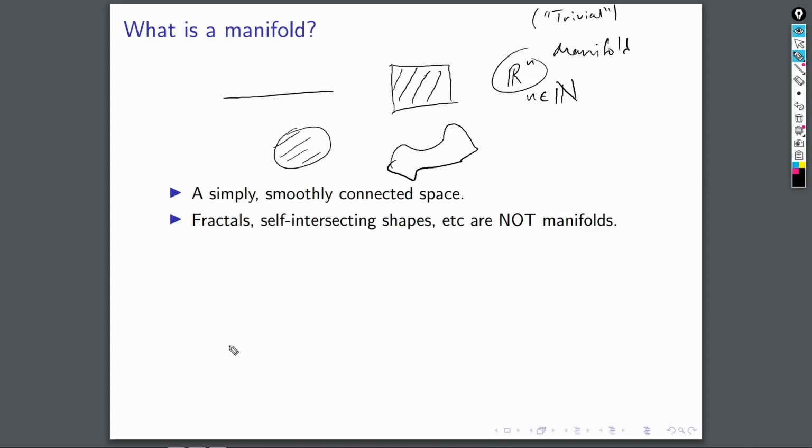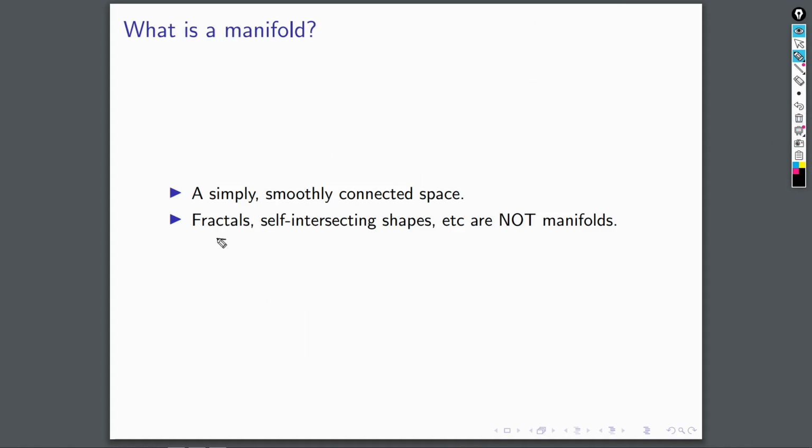Okay, what are not manifolds? Things like this cross, because it has this self-intersection. Infinitely detailed objects like the Sierpinski triangle, it has this infinite detail. It's also not a manifold. Okay, fractals and self-intersecting shapes. But all of the nice stuff that we're going to do physics on, they're all manifolds.